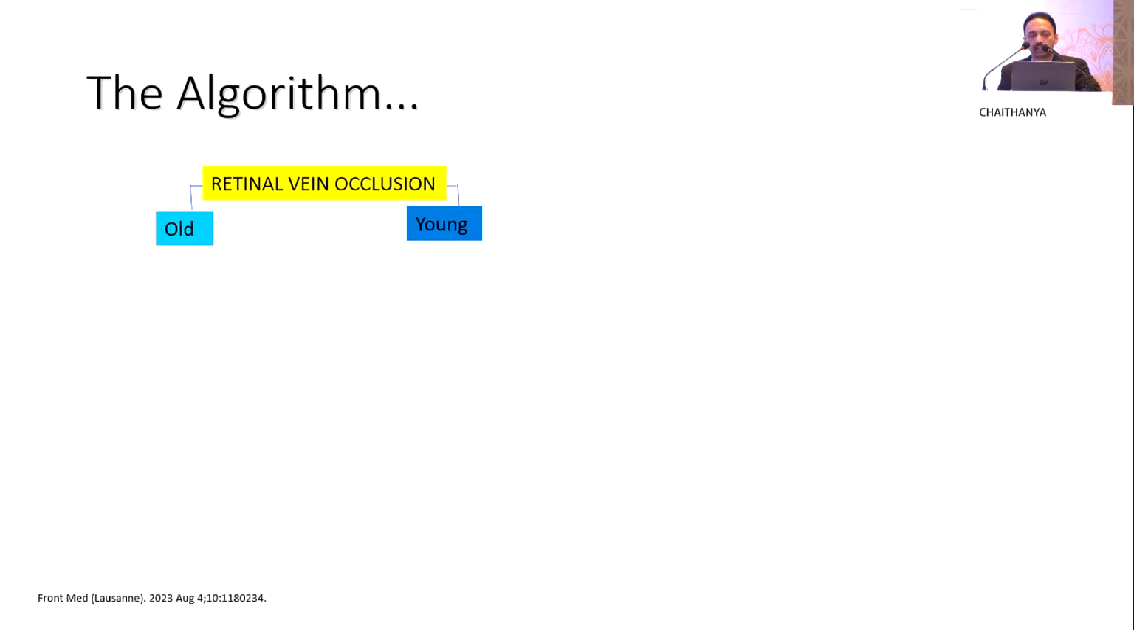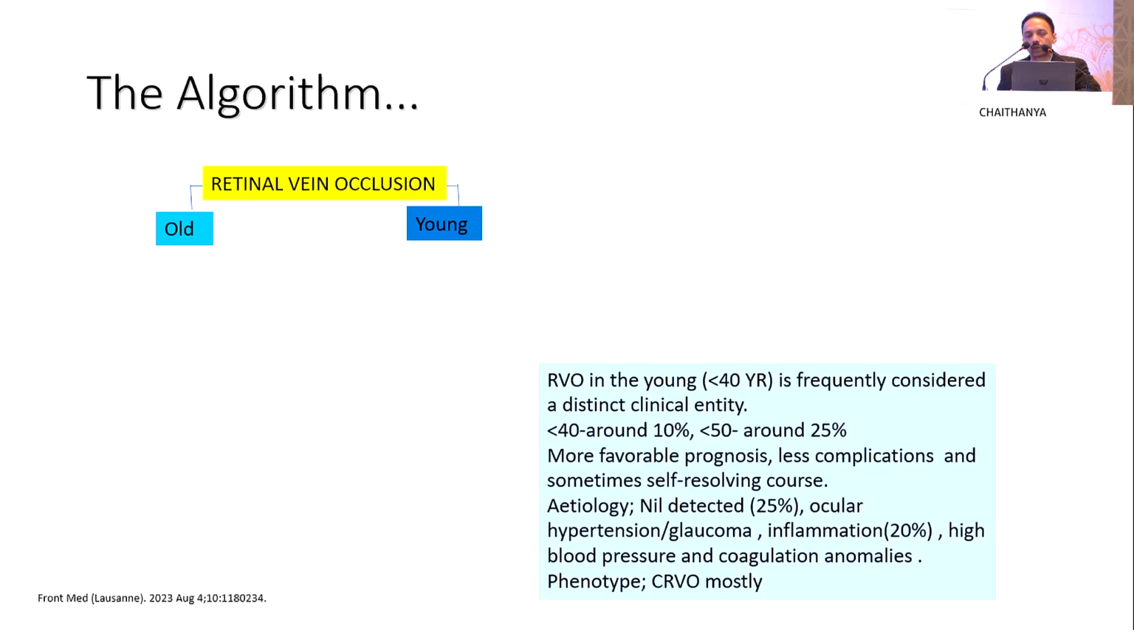So my algorithm is this: whenever we see a patient with retinal vein occlusion, first we would like to see the age. Typically vein occlusion is a disease of the older age group. But when you see a young patient, these patients can be considered a distinct clinical entity because they have a more favorable prognosis, the complications are less, and sometimes they have a self-resolving course. We need to understand that nearly one quarter of these eyes have an inflammatory basis, and the phenotype in these situations is usually a central retinal vein occlusion rather than a branch retinal vein occlusion.